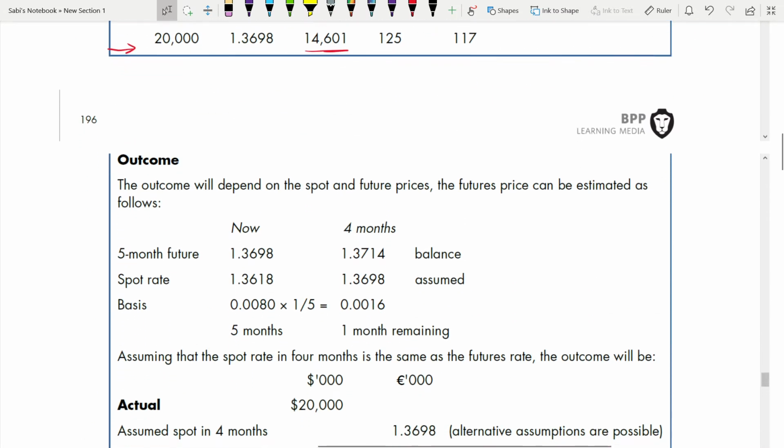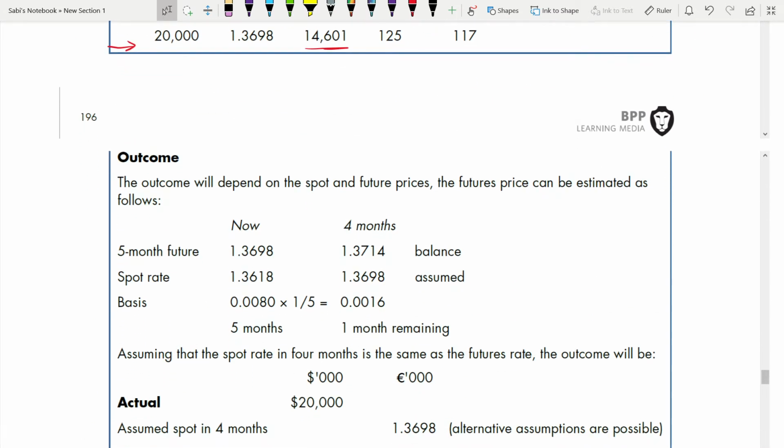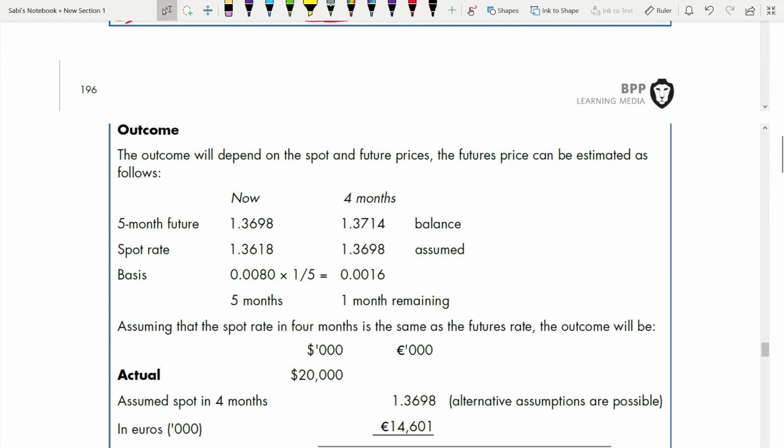Now let's go to the outcome. Whenever future and option is there, we go to the outcome for the future and outcome in the spot market. Same for the option: outcome in the option, and the net outcome. So first we are starting with the outcome in future. For that, we need to decide the basis risk. Once we decide the basis, we know the closing future price. We have to estimate the closing future price always when a future is given to you. So the outcome will depend on the spot, and the future prices can be estimated as follows. This is the method. This table has to be there. Always you have to put this table to calculate the closing future price. There will be two columns, now and the 4 months.